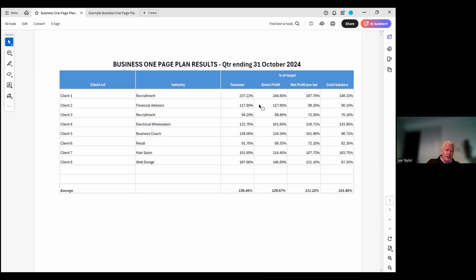Now, none of these are members of Nexus, so you won't recognize any. These are just clients of mine, okay? But it gives you an idea of the types of clients that this works with, or that I've worked with, and some of the results and the average results here that people can achieve. So there is a reason behind it. It's better with some businesses than others.